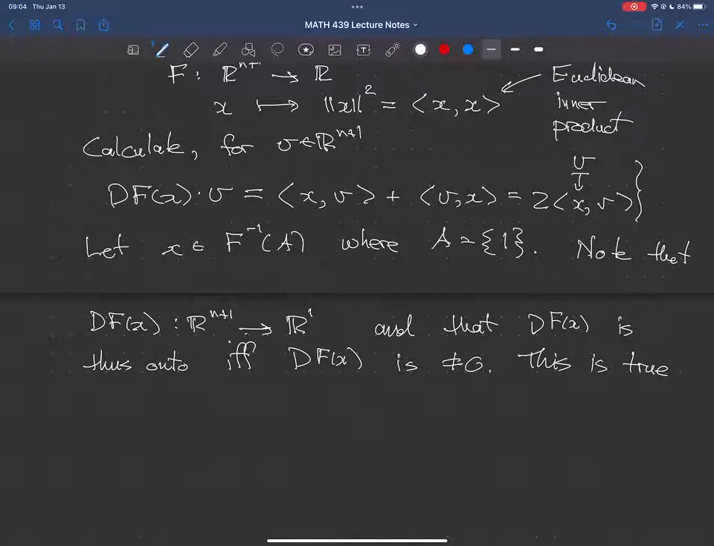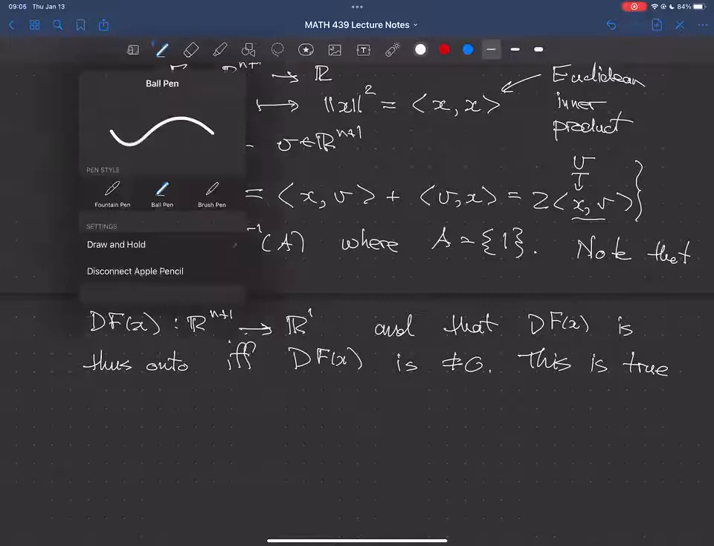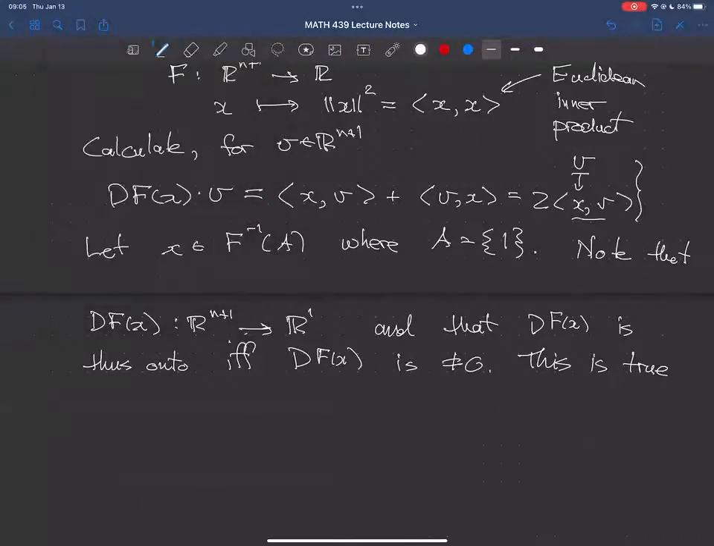In other words, what property should x have in order that every vector in Rn plus 1 be orthogonal to x? What's the only vector which is orthogonal to every vector? The zero vector. Exactly. And so this is true since x is not equal to 0. So in other words, the hypotheses of the implicit function theorem hold.